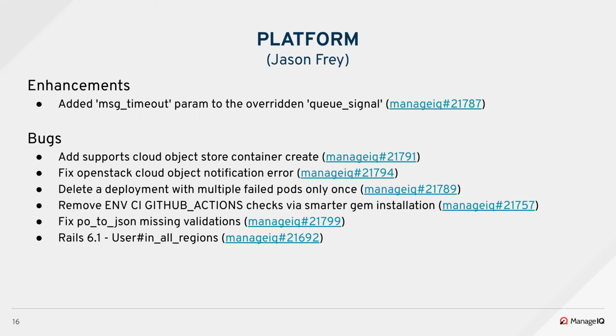On the platform side for enhancements, Iskander added a message timeout parameter to the queue signal for embedded Ansible. This sets it up so that specific embedded Ansible runs can override the message or pass in a value for the message timeout if it needs to be longer than the default of 10 minutes.